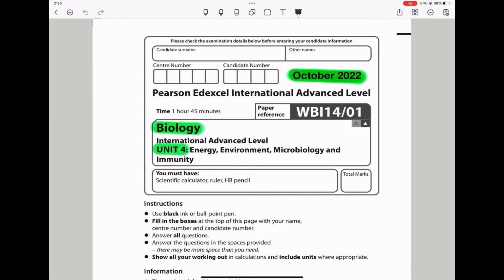Today we are doing the Pearson Edexcel International A-Level Biology Unit 4 for October 2022. Let us begin with the first question.